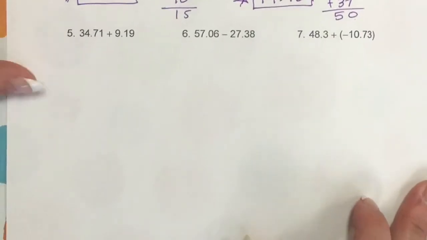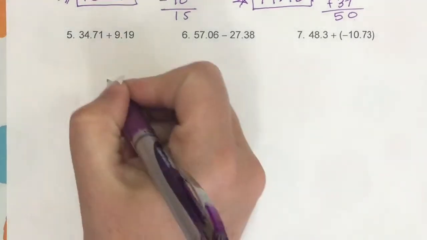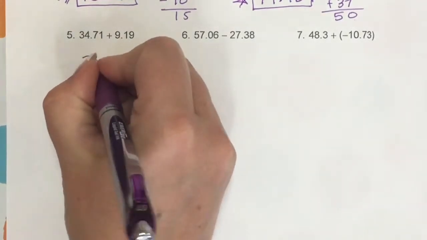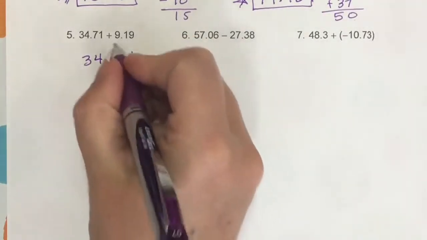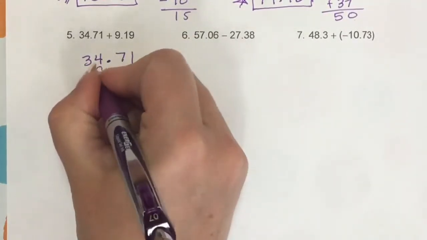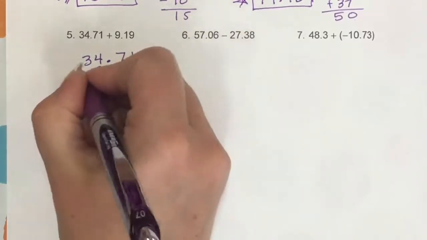Okay, on to 5, 6, and 7. So for these ones, we are going to be writing them down on our own. So the first thing I'm going to do is just write 34.71. And then I'm going to line up those decimals. So it's going to be 9.19. And then I'm just going to add.